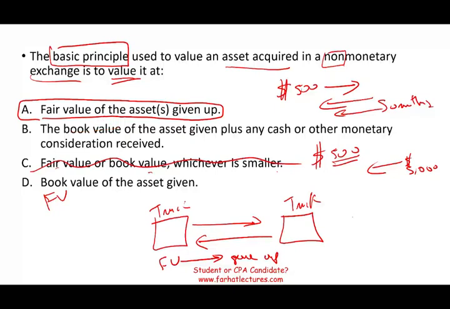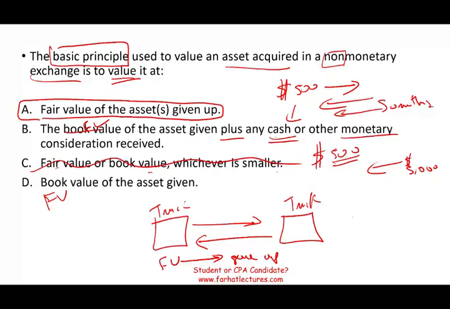So notice in B, if we can say fair value plus, you may give the old truck, which has a fair value, plus you may add some cash. Well, if that's the case, then what you are getting is the fair value of the old truck plus any cash plus any other monetary consideration. If you received anything, for example, they removed your liability, that's as if they gave you money, if they take over your liability. So the answer is, it's valued at the fair value of the asset given up.